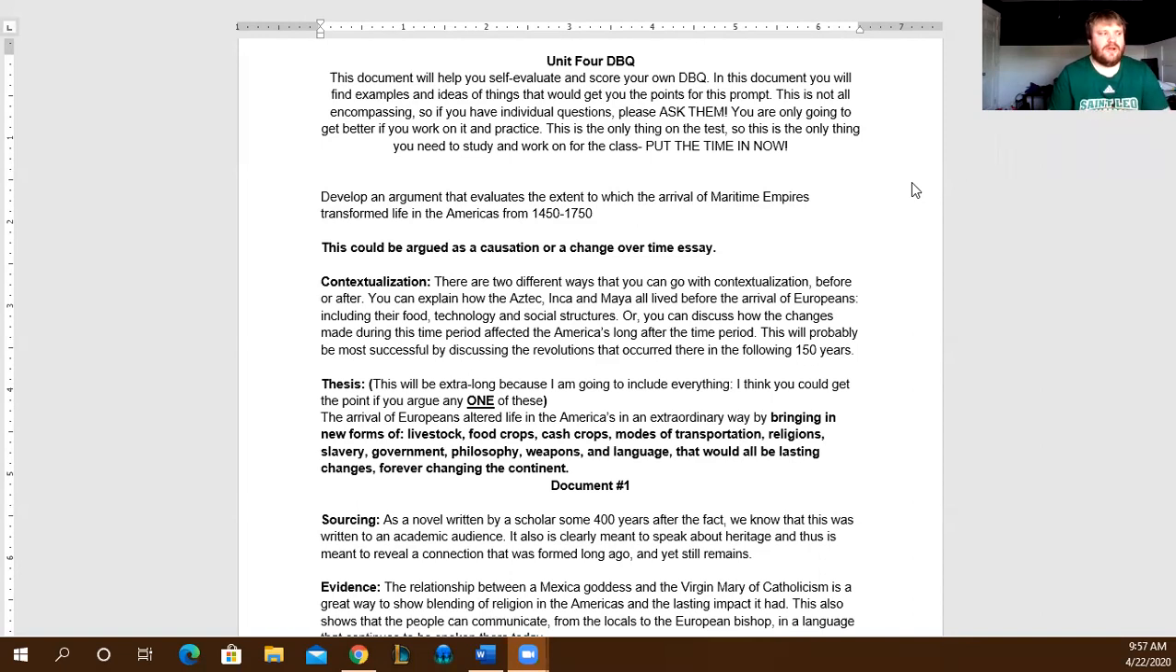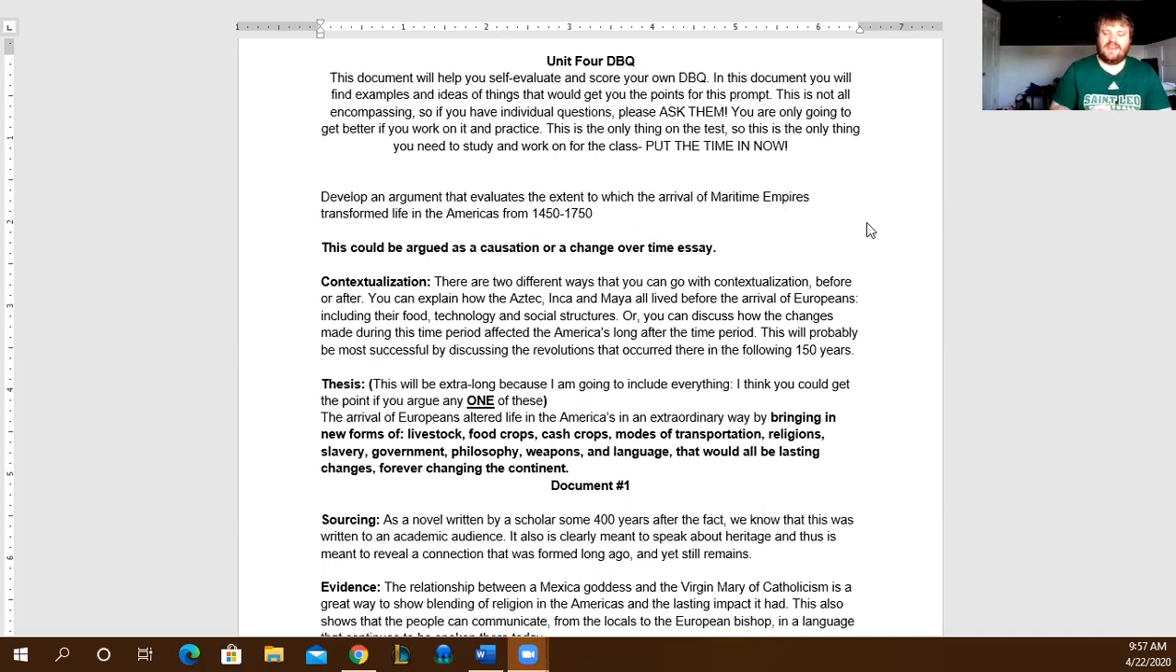It's all about Unit 4, and this one is all about life in the Americas after the Europeans arrived. So Unit 4, I put some information at the top here. Just read it. It's the same stuff from last week. The prompt for this week was develop an argument that evaluates the extent to which the arrival of maritime empires transformed life in the Americas from 1450 to 1750.